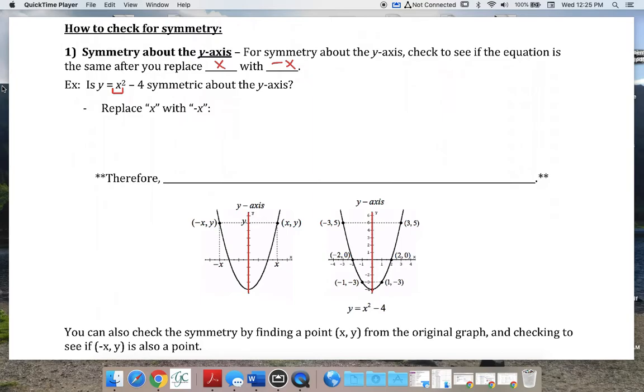So let's plug negative x in. We'll have y equals, instead of x, we're going to plug in negative x, and that's what we'll be squaring, minus 4. Now when we simplify this, negative x squared, a negative times a negative is a positive, x times x is x squared. So this is still x squared minus 4. Since this equation matches the original, then the equation y equals x squared minus 4 is symmetric about the y-axis.